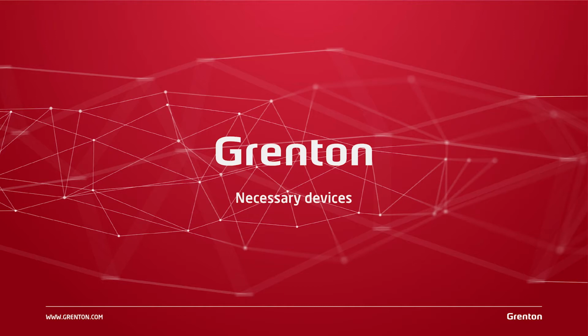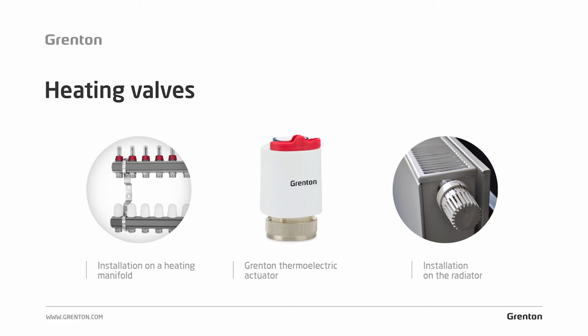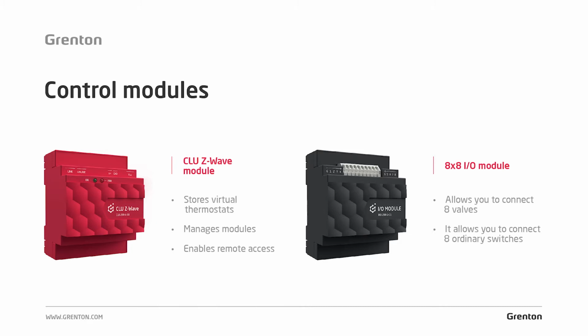What devices do we need to control the heating in that way? First of all, you need this element that will cut off the heat supply, i.e. a thermoelectric actuator. Such an actuator can be mounted on both the radiator and the distributor. In a situation where there is an underfloor heating system, such an actuator will be installed on the manifold for the underfloor heating. The next elements needed are the control modules of the Grenton system.